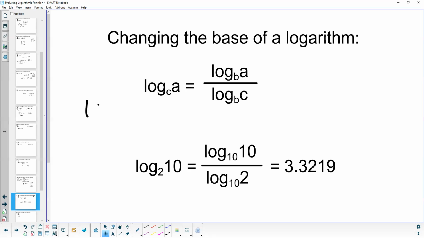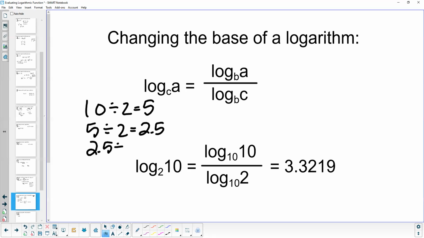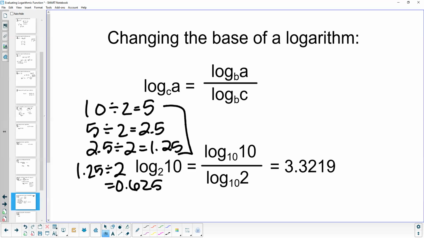Now, if I have the number 10, I can divide it by 2 and get 5. I can take 5 and divide it by 2 and get 2.5. I can take 2.5 and divide it by 2 and get 1.25. But then once I take that 1.25 and divide it by 2, I end up getting something like 0.625. So what we end up seeing is it needs at least 3 divisions, but it doesn't need 4. So that means I need something between 3 and 4.